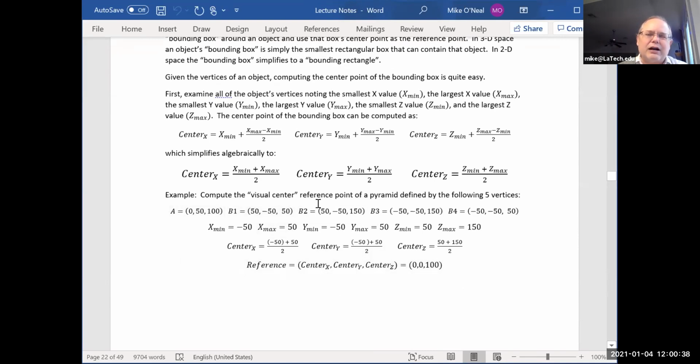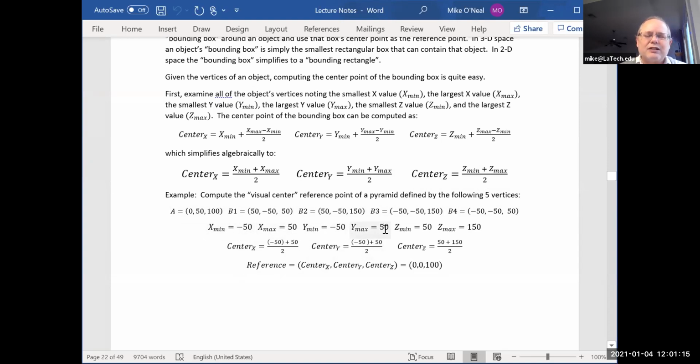And then I went here and I said, okay, well, let's say that we've got our pyramid. If you go back and look at assignment 1, these are the 5 vertices for our pyramid that we defined for assignment 1. What would be the center of that? Well, you find the smallest x. I've got a 0, I've got a 50, so 0 so far, 0 so far, minus 50. Minus 50 is the smallest so far. So minus 50 is the x min. What's the x max? 0, 50, 50 is the biggest, 50 is the biggest, minus 50 is smaller, so 50 is the biggest. So it's between minus 50 and 50 in x.